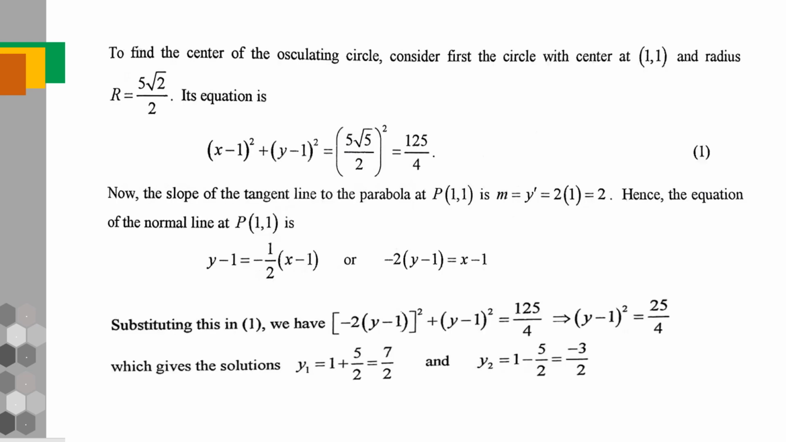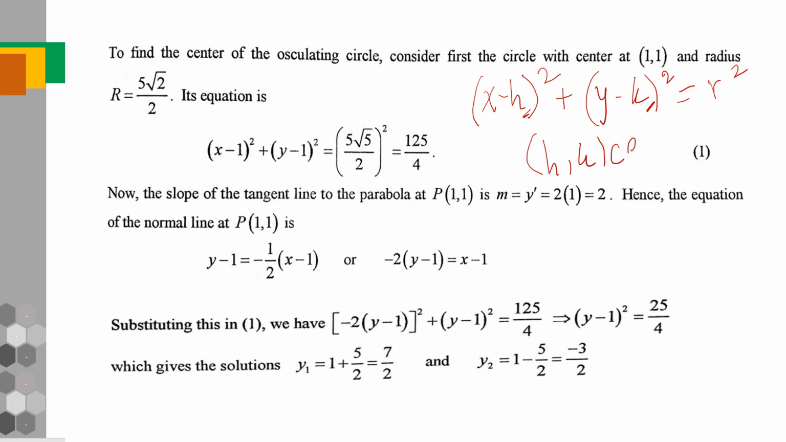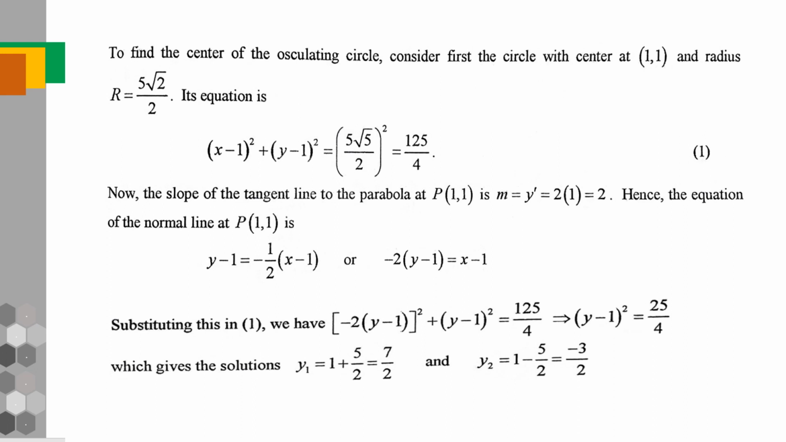So sa pre-calculus ninyo sa senior high, alam natin na yung equation ng circle will be x minus h squared plus y minus k squared equals r squared, no? Where yung h at k dito is the center. Ito yung center ng ating circle at yung r natin is yung radius. So meron tayong formula para sa radius which is yung absolute value reciprocal ng ating curvature. Okay, so paano natin makukuha yung center, no?